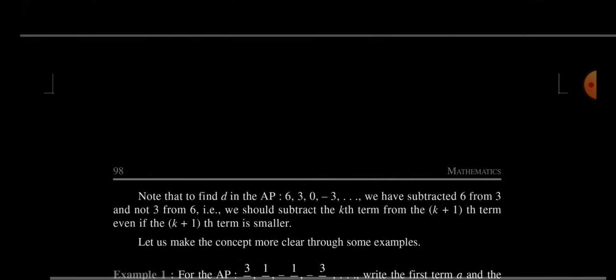Consider the list of numbers 1, 1, 2, 3, 5. By looking at it, you can tell that the difference between any two consecutive terms is not the same. So this is not an AP.